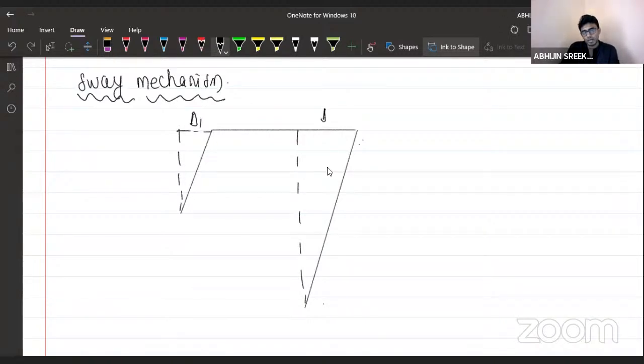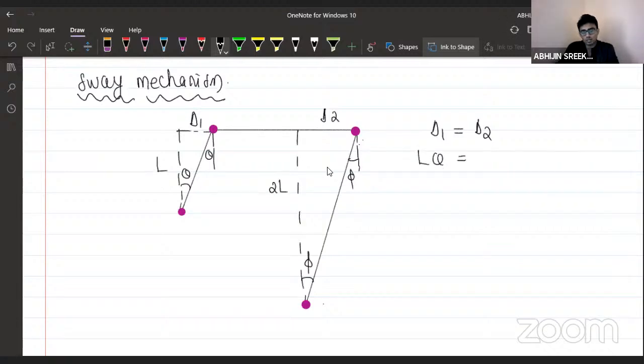This is delta 1 and this is delta 2, right? I'm considering this as theta, and I'm considering this as phi. Tell me the possible plastic hinges. Here one hinge, here one hinge, here one, and one hinge here. These are the possible locations. I know delta 1 will be equal to delta 2. I can say this is length L and this is 2L. So L theta will be equal to 2L phi. From this, I can say theta is equal to 2 phi.